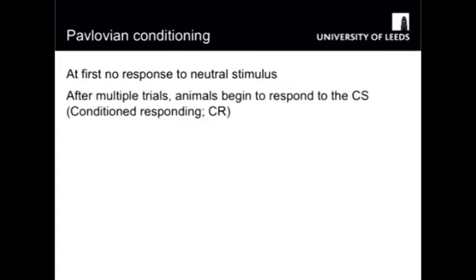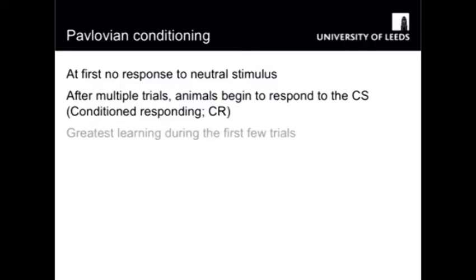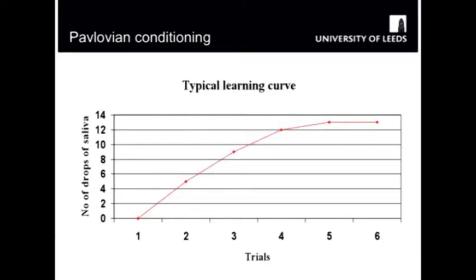Initially, there's no response to the neutral stimulus. Why would there be? It's neutral. There may perhaps be an unconditioned response, a slight flinching if there's a tone, or rearing if there's a light, but that very quickly habituates. As trials proceed between the CS, the neutral stimulus, and the US, the biologically relevant stimulus, the behaviour of the animal changes. The animal begins to change its behaviour during that CS, that previously neutral stimulus takes on some new meaning. The greatest learning occurs during the first few trials, and here you can see a typical learning curve.